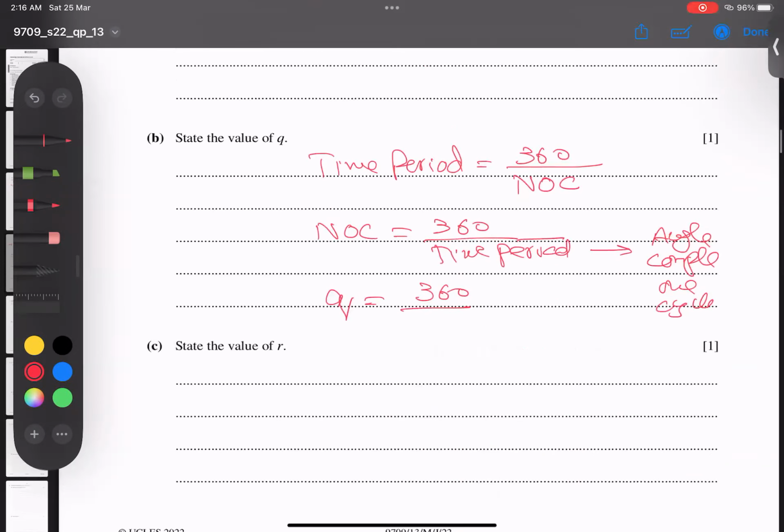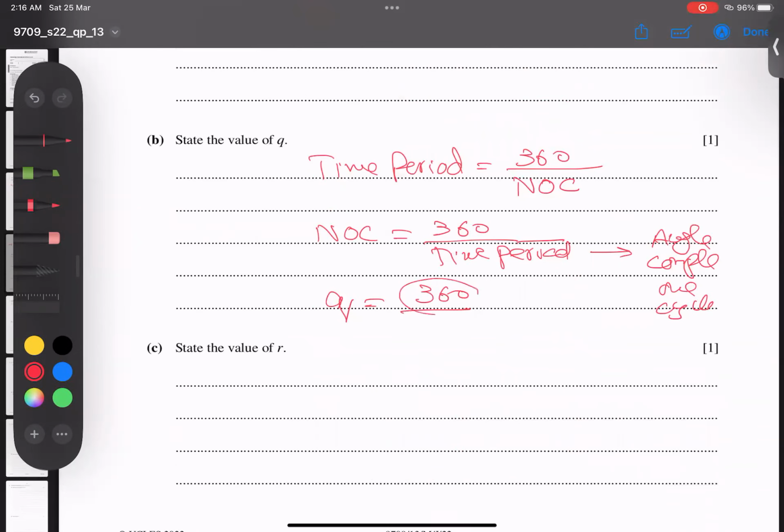So what is the interesting part? If we talk about degrees, then we write 360 degrees. If we talk about radians, then we must write 2 pi, because 360 degrees and 2 pi are the same. So you write 2 pi here.